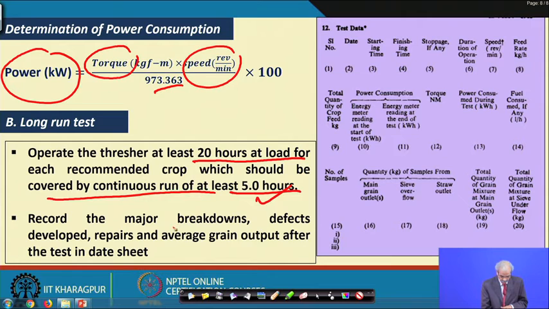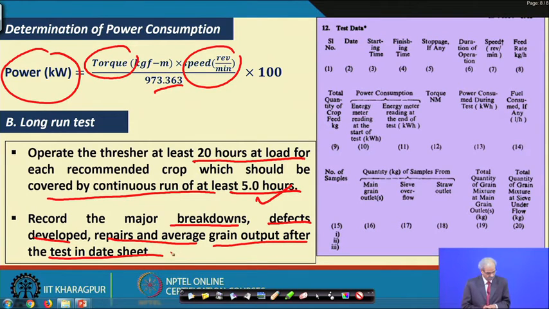And then recording of the major breakdowns, the defects developed, repairs, and average grain output of the thresher, and the data sheet. So, the data here is your test data sheet. These are the details, where you get everything about total quantity of the crop fed, then power consumption, then torque, then power consumption in the test, then fuel consumption, etc. Every detail, all these things are given.